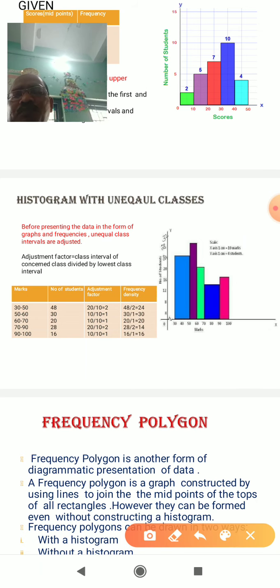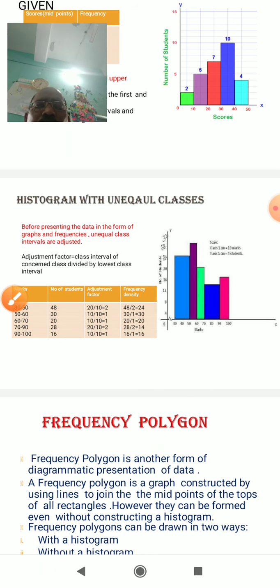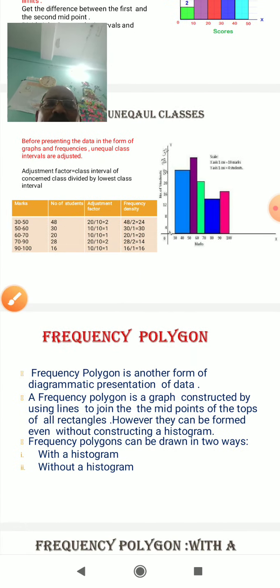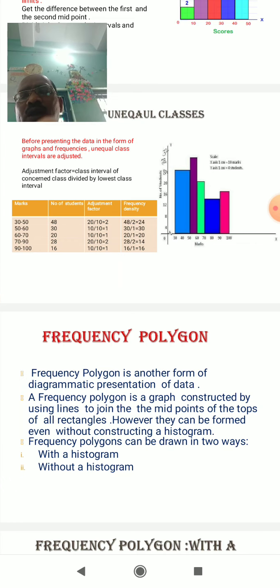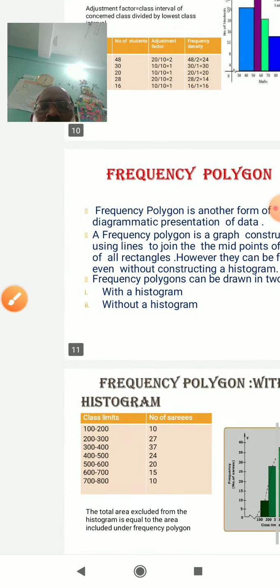Then coming to the frequency polygons. What is a frequency polygon? A frequency polygon is another form of diagrammatic presentation of data. A frequency polygon is a graph constructed by using lines to join the midpoints of the tops of all rectangles. However, they can be formed even without constructing the histograms. A frequency polygon can be drawn in two ways: one with the histogram, another without the histogram.